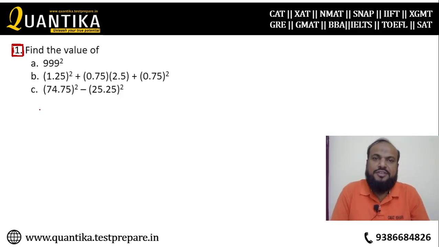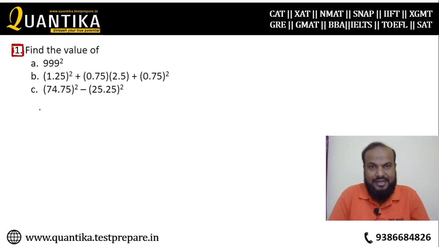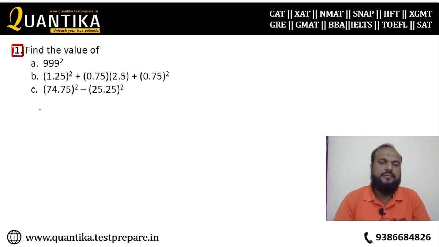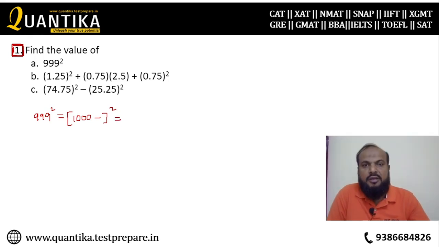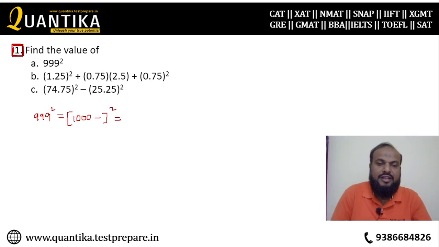Let us solve a few questions to understand how to deal with the application of identities, or you can say algebraic formula and operations. Take the first question, 999 square. Now, what you have to do is express it in the form of 1000 minus 1 whole square. Now, what will happen? This will take the form of a minus b whole square. We will consider this 1000 to be a and this 1 to be b.